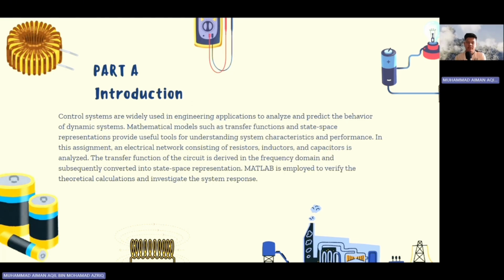Control systems are widely used in engineering application to analyze and predict the behavior of dynamic system. Mathematical models such as transfer function and state space representation provide useful tools for understanding system characteristic and performance. In this assignment, an electrical network consisting of resistors, inductors, and capacitors is analyzed. The transfer function of the circuits is derived in the frequency domain and subsequently converted into state space representation. MATLAB is employed to verify the theoretical calculation and investigate the system response.